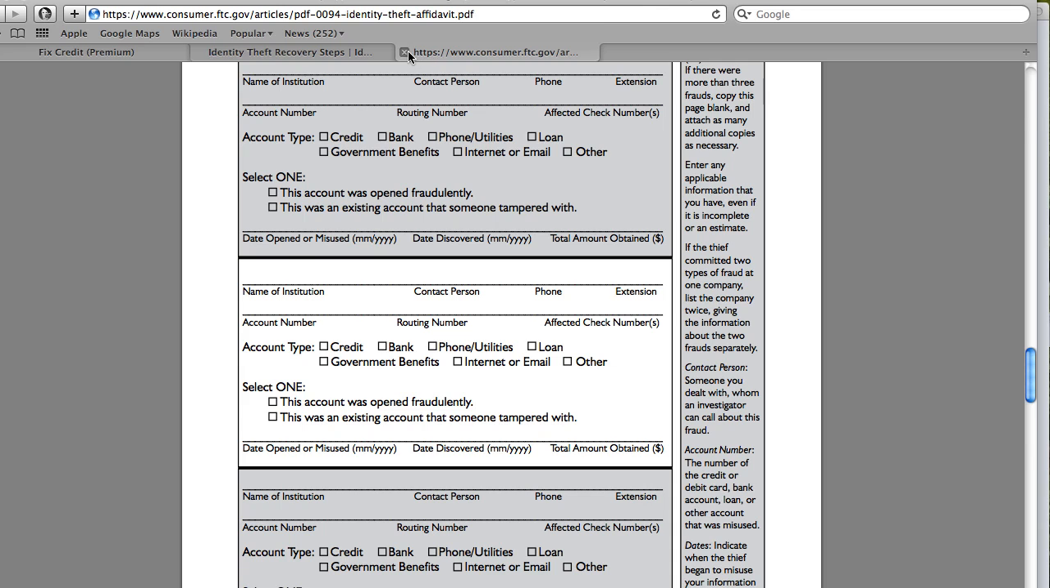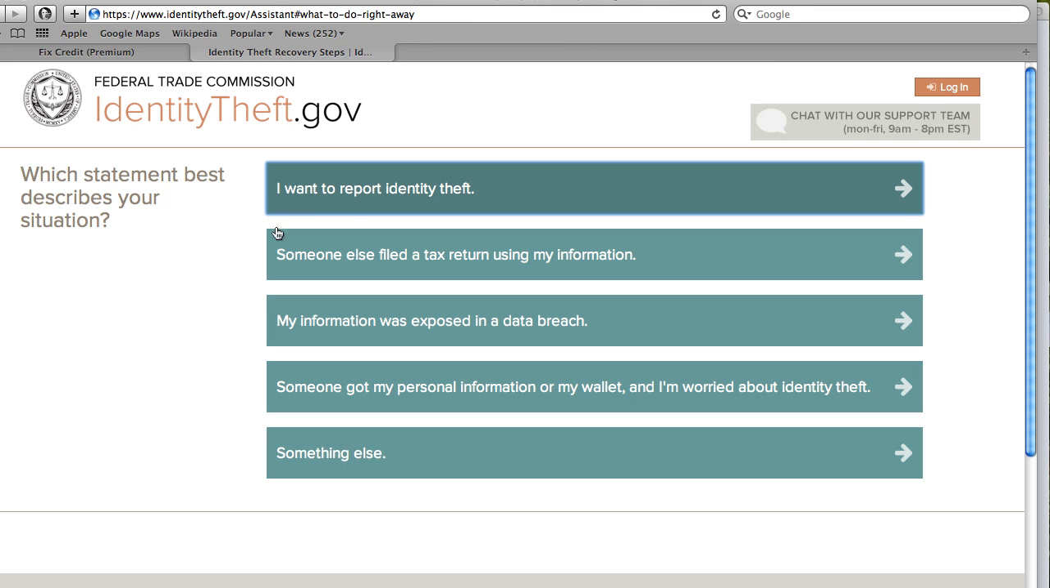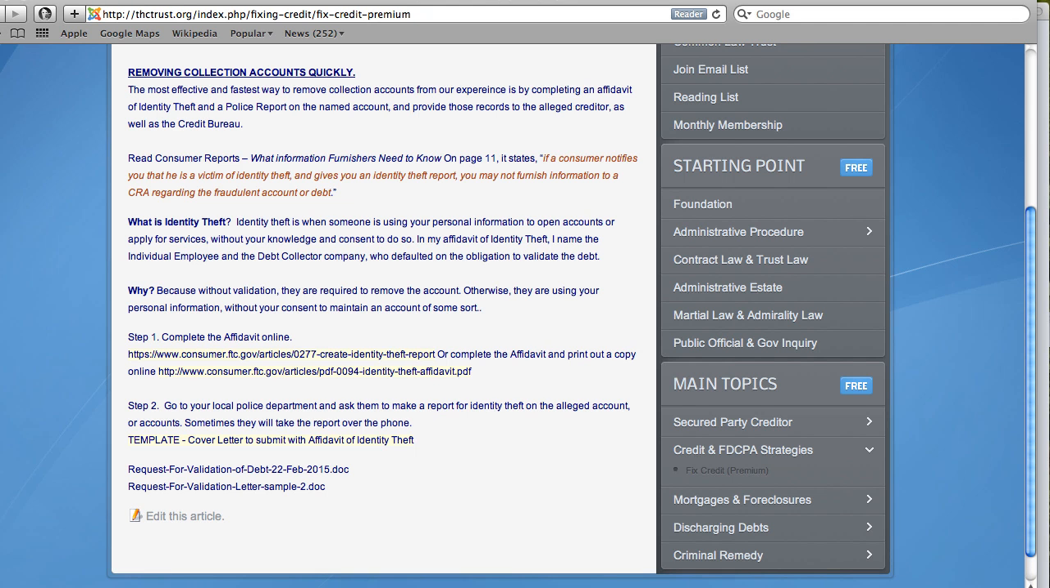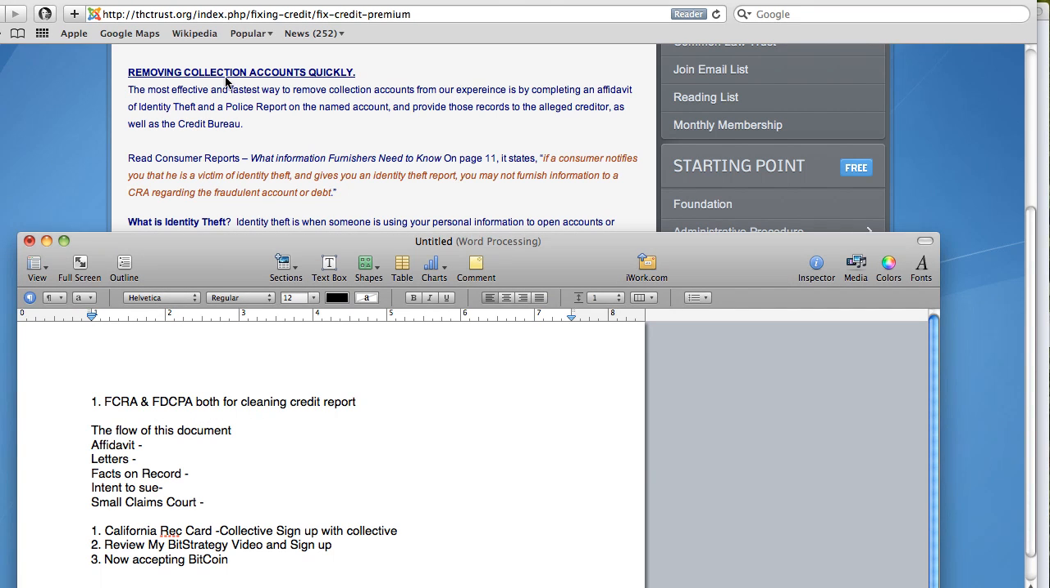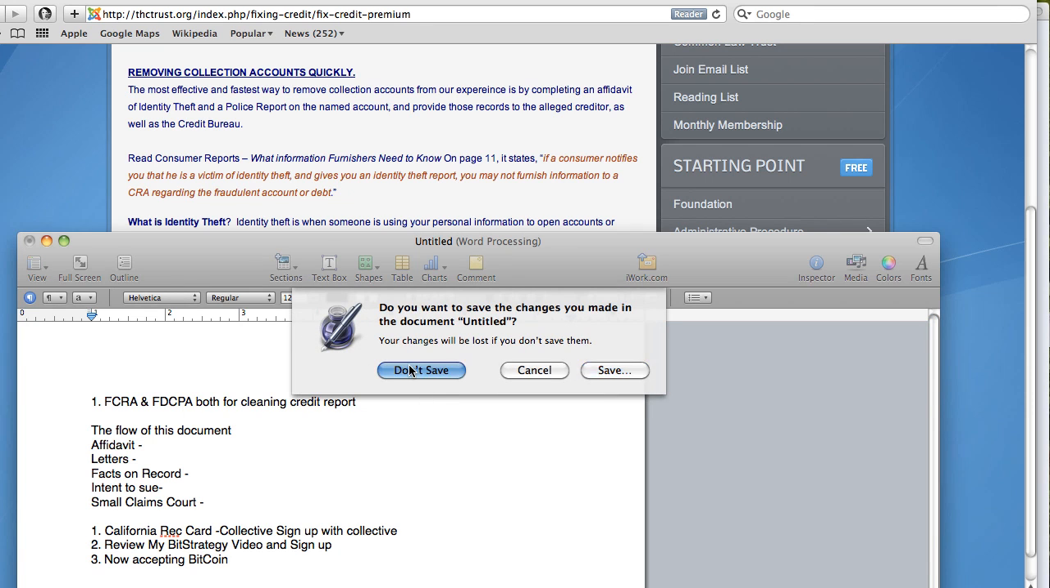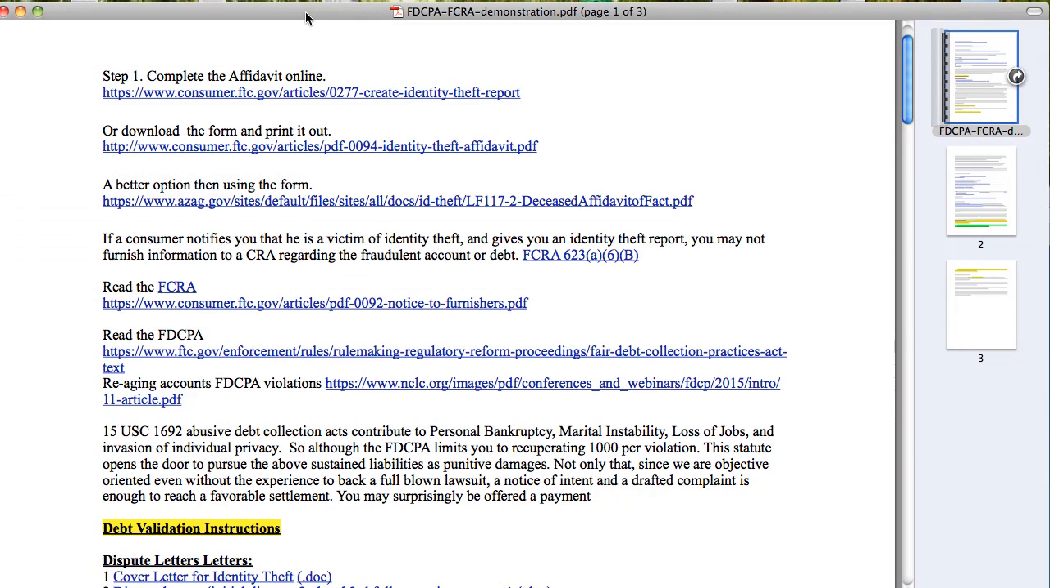But at the same time, it does say 2012. But browse through it. You're going to learn a lot. Where's the notes at? Let's close out of here. We don't need that no more. Don't save it. Alright, so read through the Fair Credit Reporting Act.